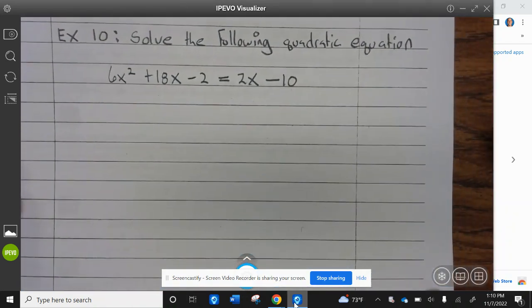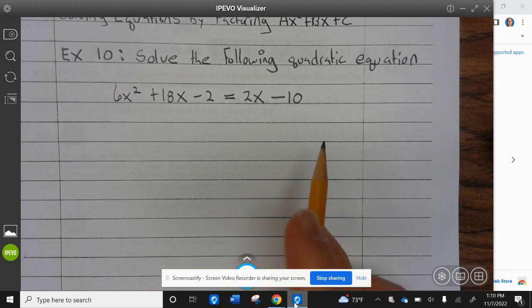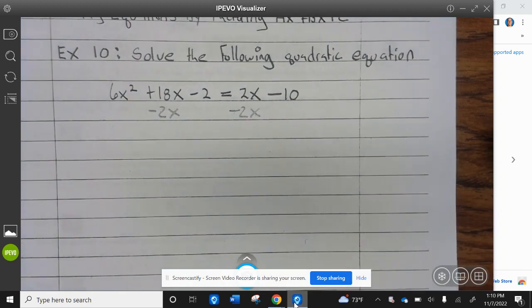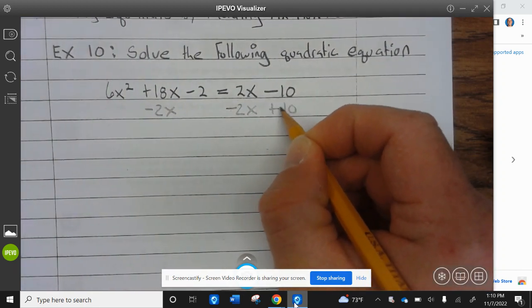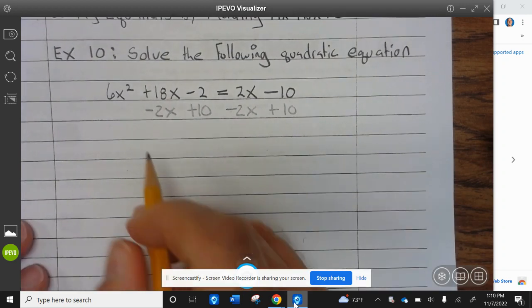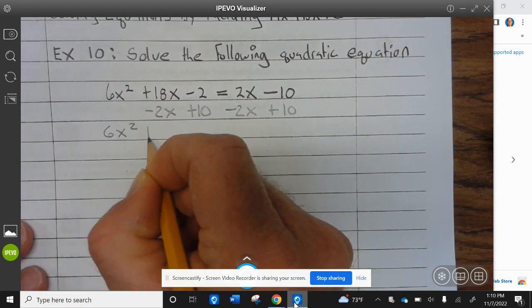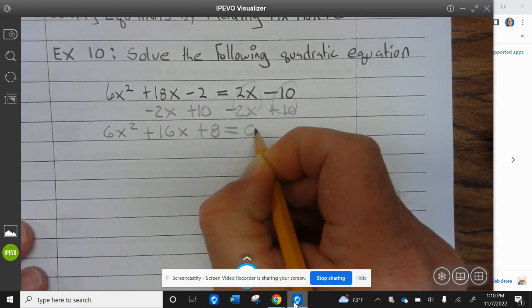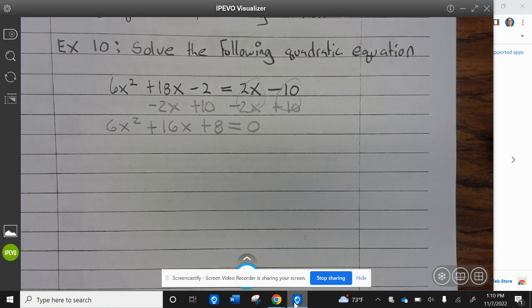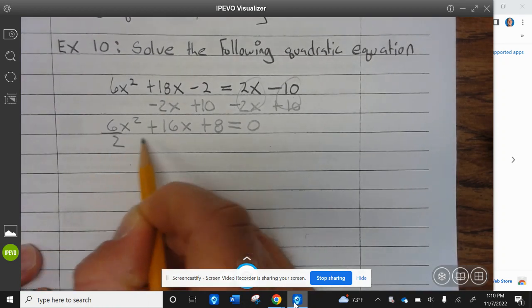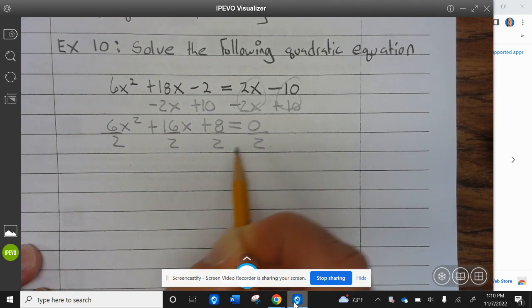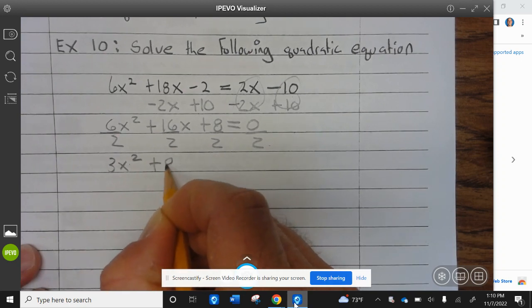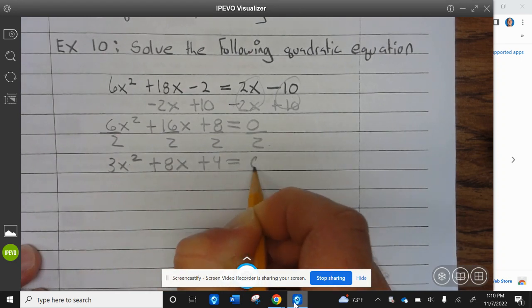Example 10. Solve the following quadratic equation. Now, before you can solve, we need everything on the left side. So we're going to subtract 2x from both sides. And we're going to add 10 to both sides. So then you have 6x squared plus 16x plus 8 equal to 0. Now, we can actually divide every one of these by 2. So 6x squared divided by 2 is 3x squared, plus 8x, plus 4 equal to 0.